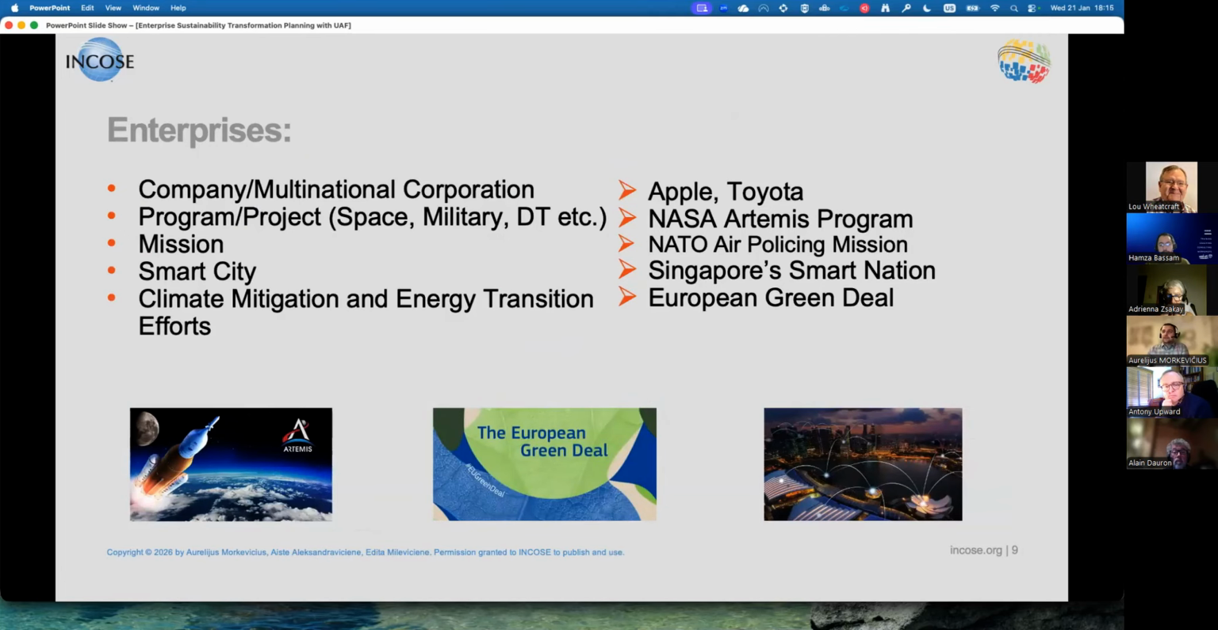When we speak about examples of enterprises, again, it can be a company, it can be multinational corporations. So we don't say that the enterprise cannot be seen as organization. We just say that it can be more than that. It can be a program, a military program, for example, space program, some project, can be mission, again, military mission, space mission, smart city, enterprise. Then it can be seen as a kind of global problems such as climate mitigation, energy transition, global market of supplies, global market of gold, copper, and other precious metals and minerals. And there are some examples on the right that we put for every type of the different enterprise.